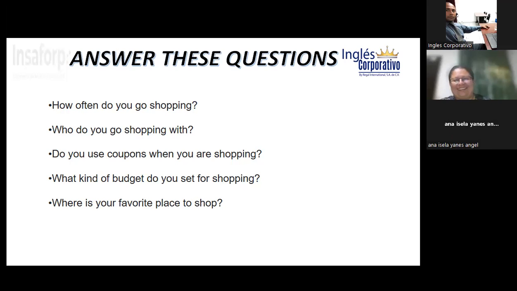We ask you. How often do you go shopping? Once a week. Who do you go shopping with? With my husband. Okay. Do you use coupons when you are shopping? No, they use coupons. No. Okay. What kind of budget do you set for shopping? A moderate budget. Okay. Where is your favorite place to shop? The market and supermarket.